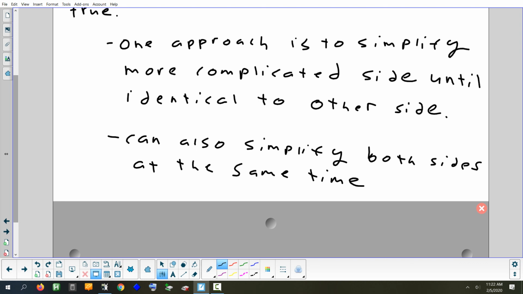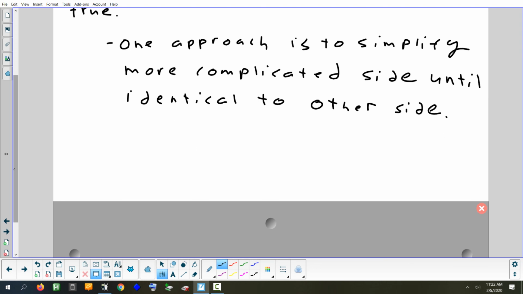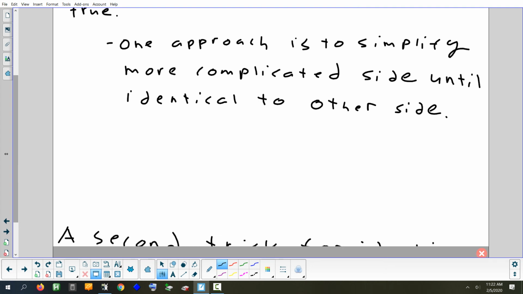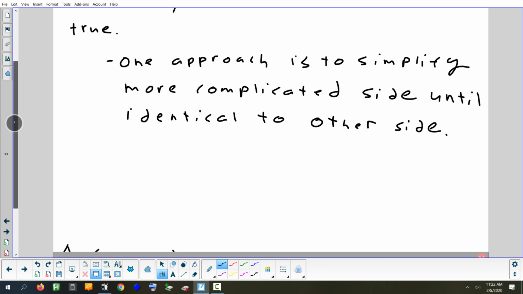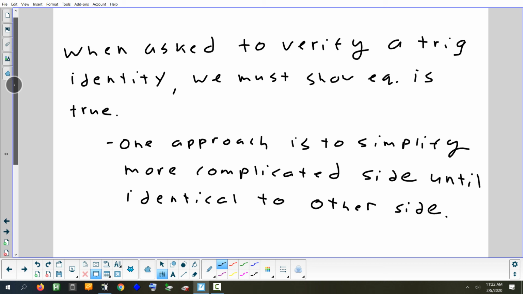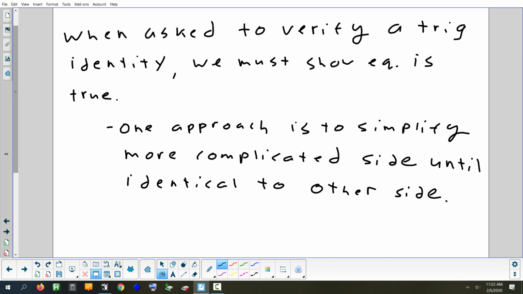Now, you can work with both sides at the same time. I'm not going to do that. I'm going to pick one side. I'm just going to mess with that side. I'm going to leave the other side alone. Working with both sides at the same time can get confusing. Okay. So that's just explaining the difference between the 2 types of directions you might see.